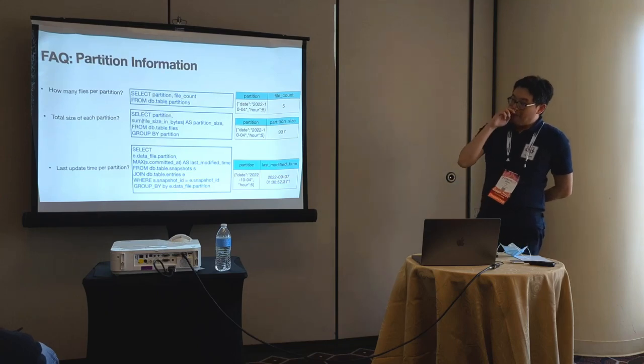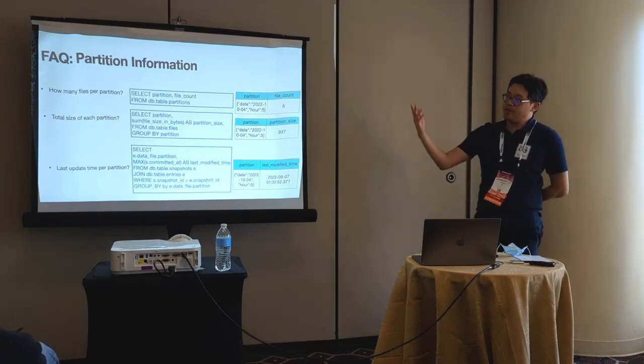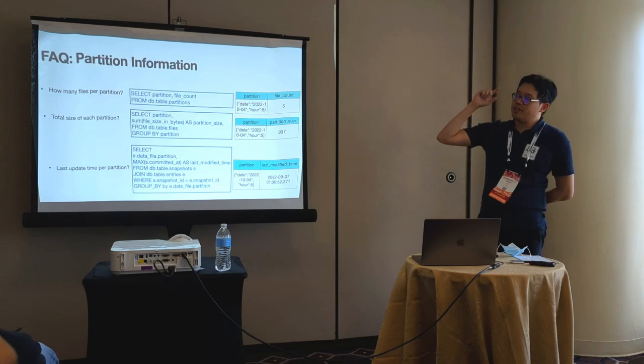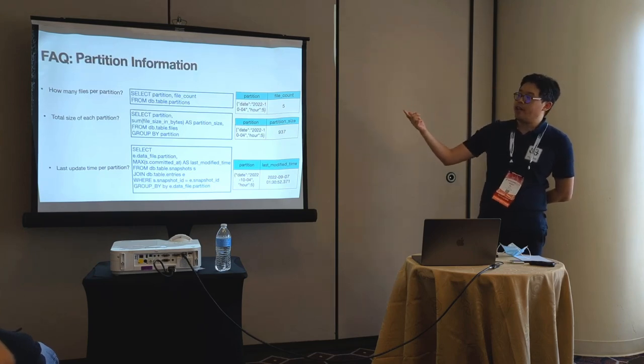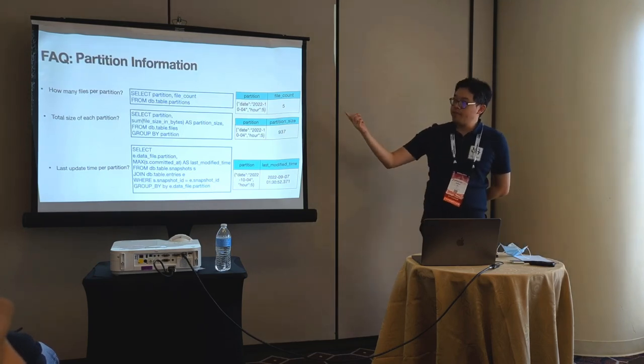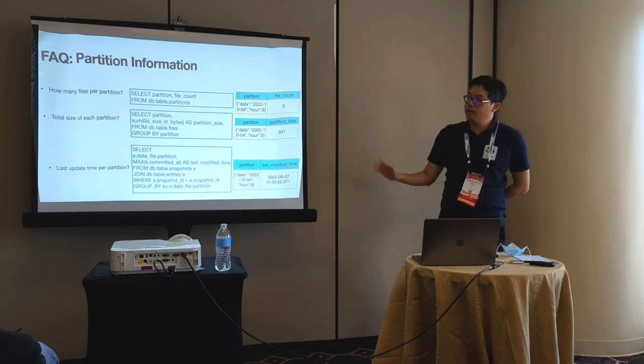So the first one, how many files per partition, is easiest because, if you remember my first table, the partitions table already has that. It has file count already. So you just select partition and file count from the partitions table and you're done.